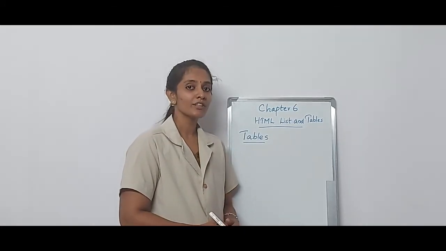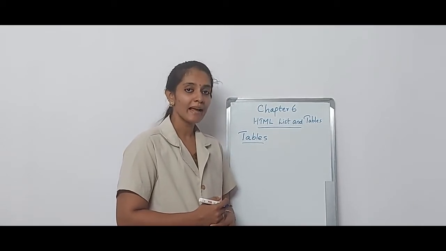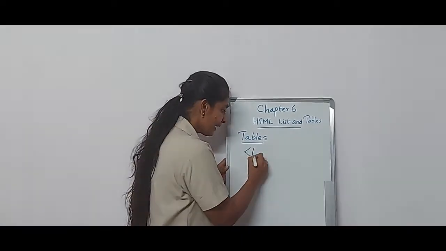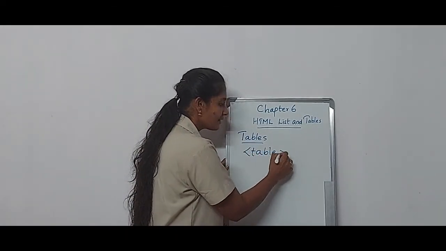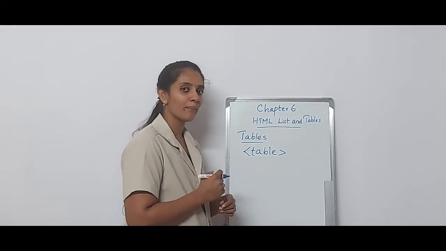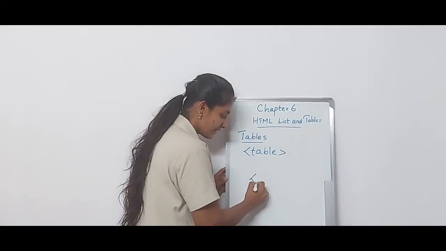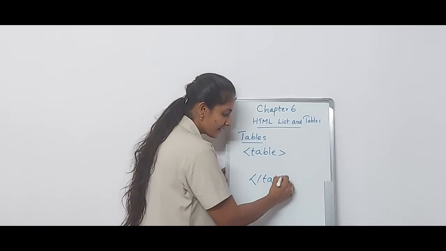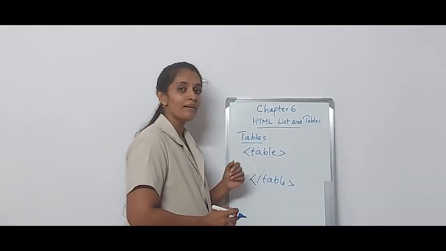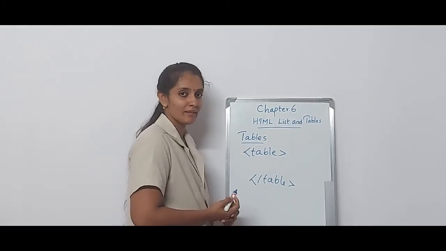A table is a collection of data in the form of rows and columns. A table is created by using a tag known as table. The table tag should be written inside the body tag, and it should be closed properly, that is, it should end with the /table tag. So, the table tag is a container tag. That's why we are closing the table tag.